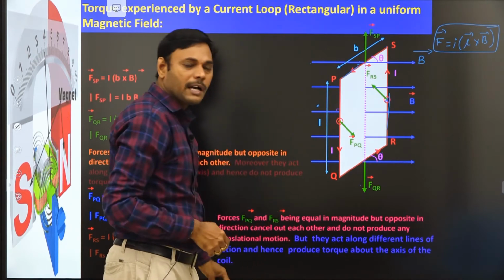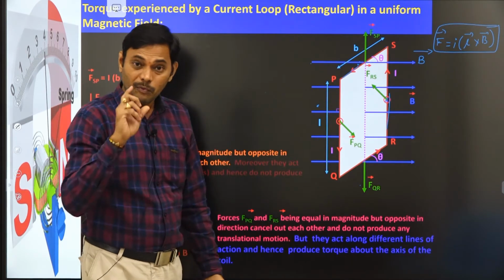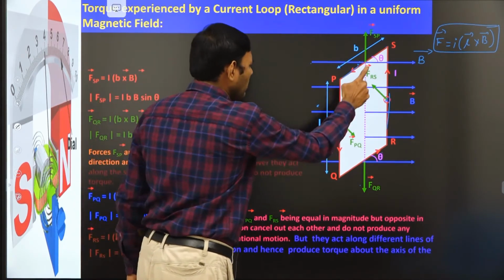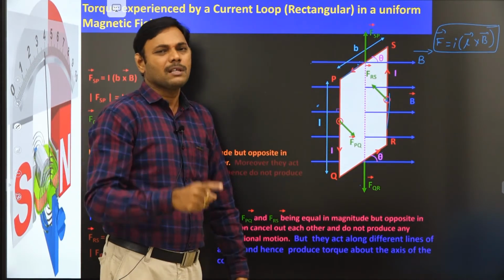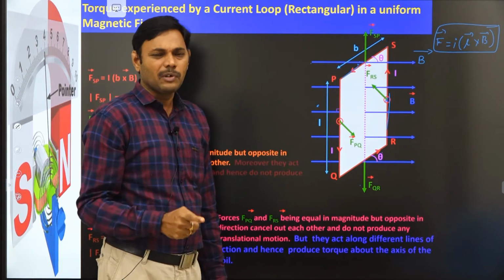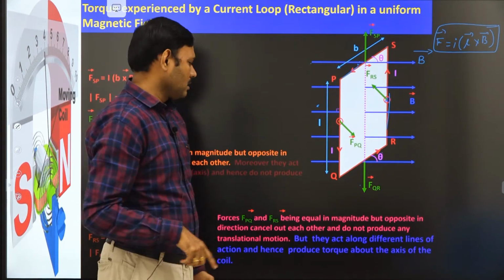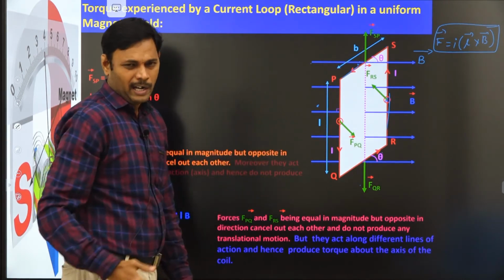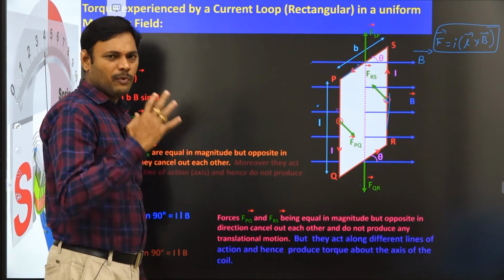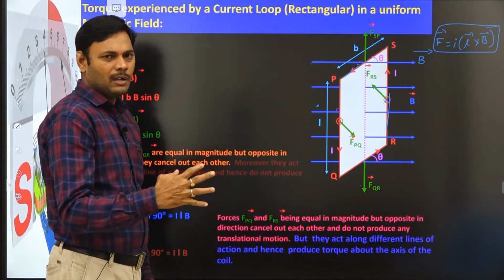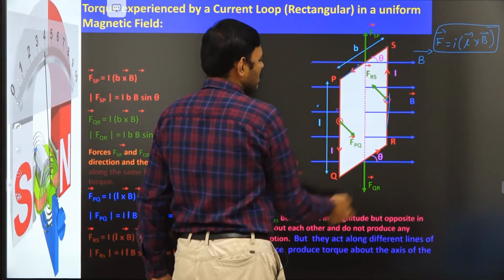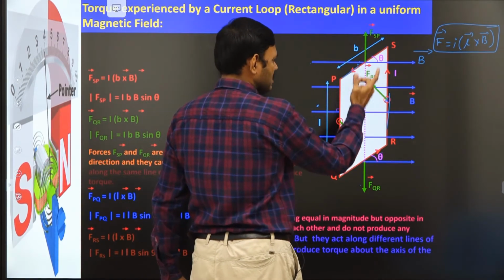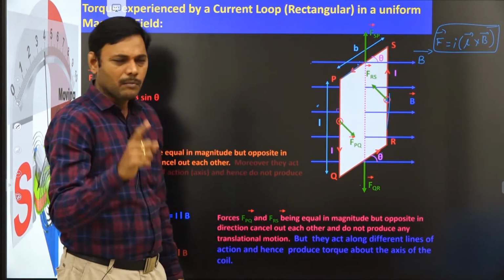So FPQ and FRS form a couple and rotate the coil about the axis of rotation by producing a torque. Now we move on to find the torque value. So far we calculated the force values and concluded that these two forces cancel each other. FPQ and FRS produce a couple and produce the torque.